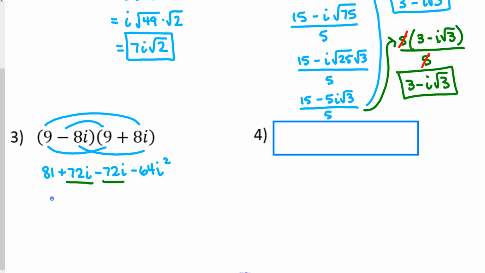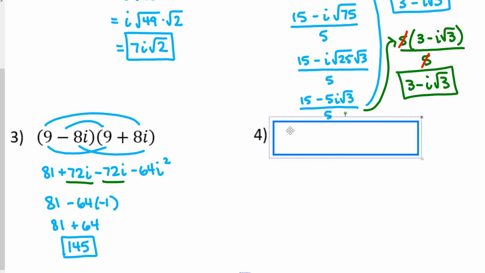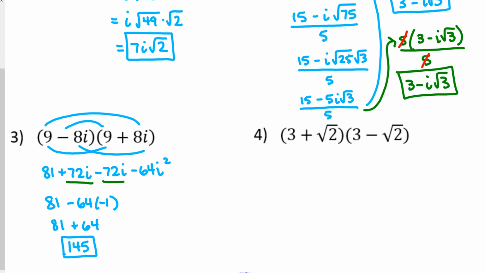Okay, so that leaves us with 81 minus 64i squared, but don't forget that i squared is negative 1. So you always replace i squared with negative 1. So that means we have 81 plus 64, and that would give us 145. So you multiply complex conjugates and you just end up with a real number. All right, let's take a look at number 4. We have conjugates here too.